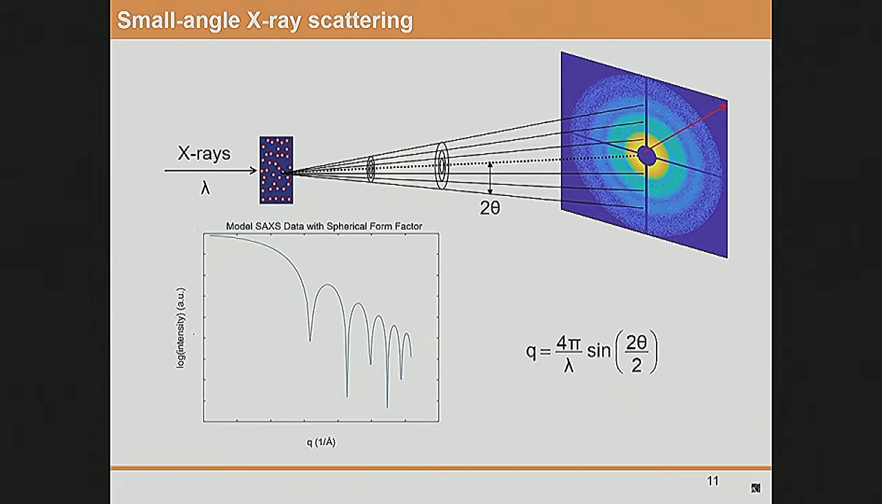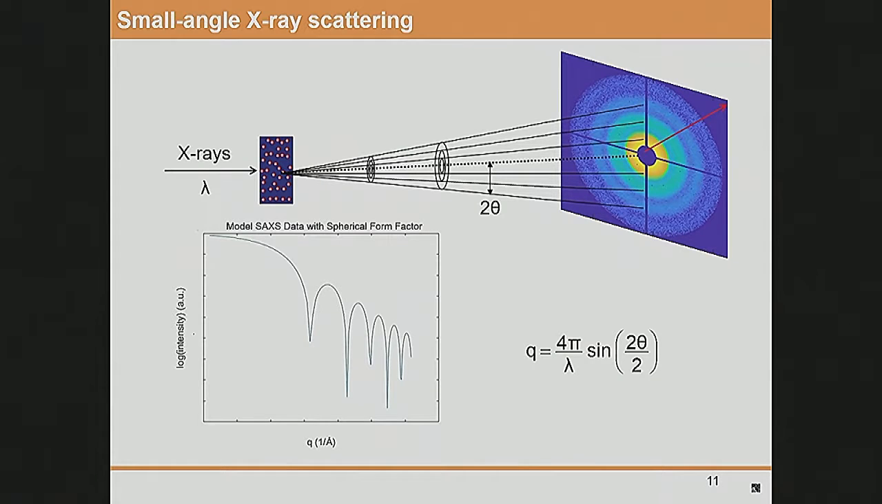So as Eric showed, this is the pattern of scattering we get. We can average over concentric circles in our pattern to get functions of intensity versus 2 theta, and you can use Bragg's law to get intensity versus Q.